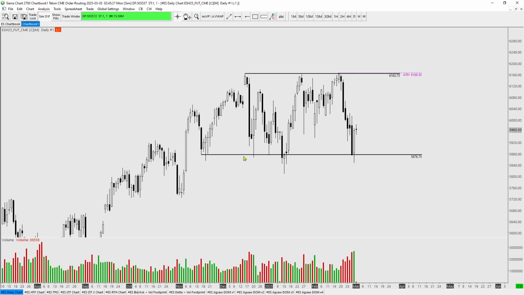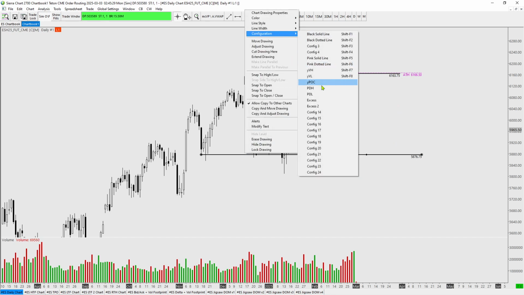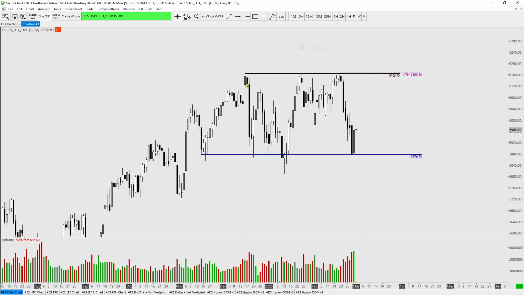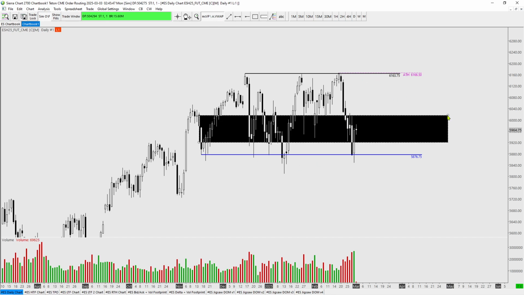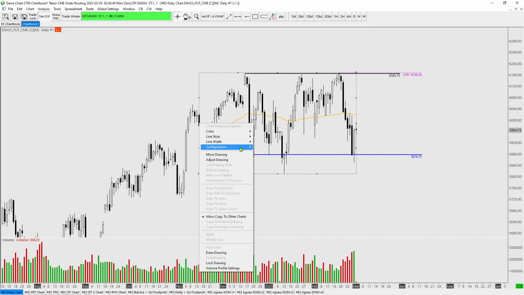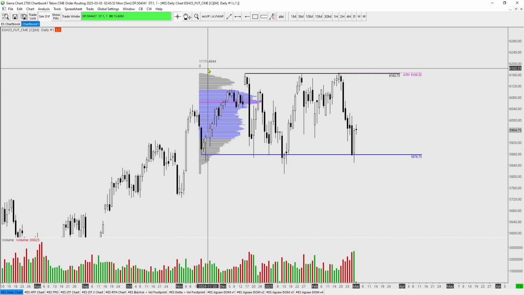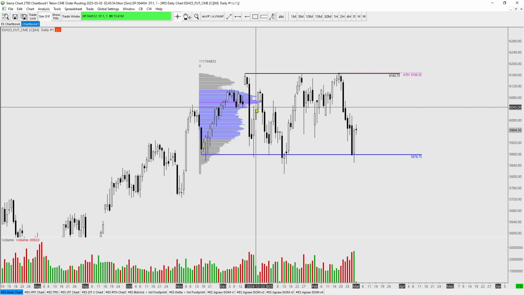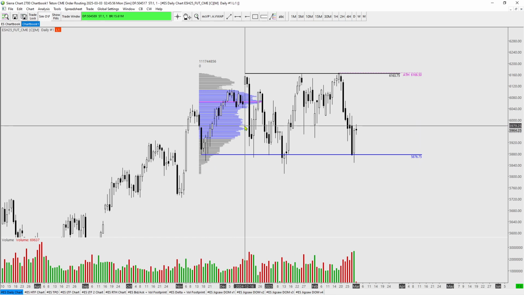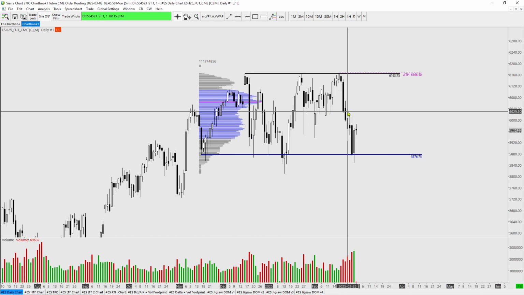Perfect. Let's change the color of these quickly so we can differentiate them. Black one and a blue one. Okay, so you can clearly see we're inside of balance. This is a range, and we're inside of it. If I get a volume profile and I put it right here, you'll see big distribution. Anything in the middle of this, you have to be careful how you're playing it.